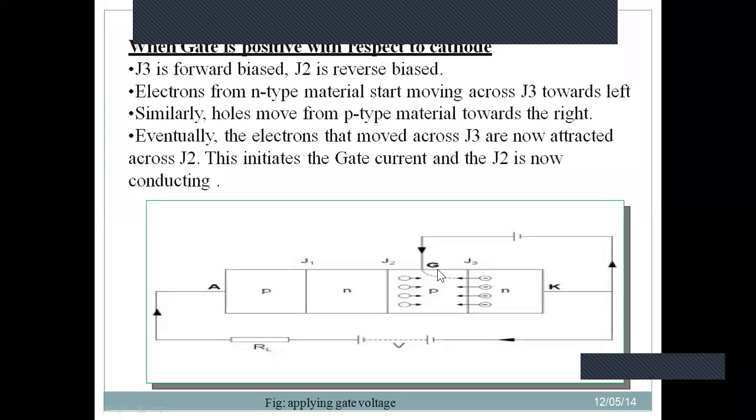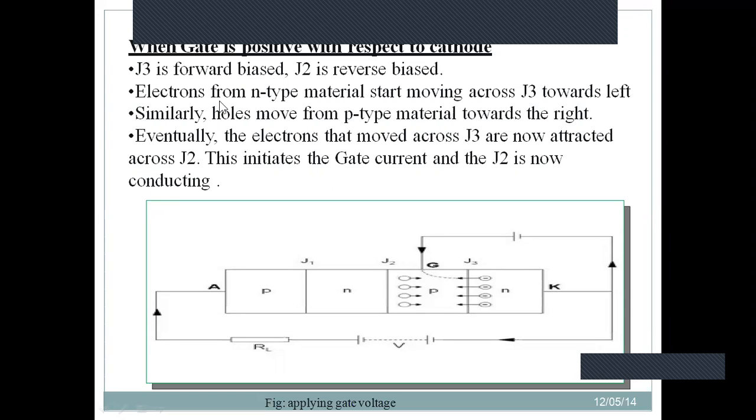So if I apply positive to the gate terminal, what will happen? J3 is forward bias. Why is J3 forward bias? Because plus is connected to this P type terminal and minus is connected to the cathode. So this becomes your PN junction diode. Therefore this is forward bias, right? So what happens to J2? J2 becomes reverse bias.